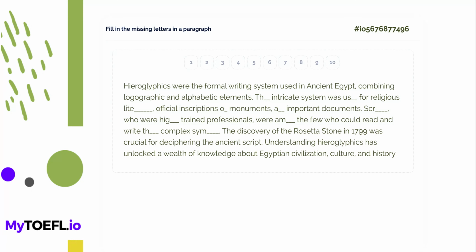Hello! Today we will solve a question from the TOEFL Reading section. We will practice completing missing letters and finding the correct word.